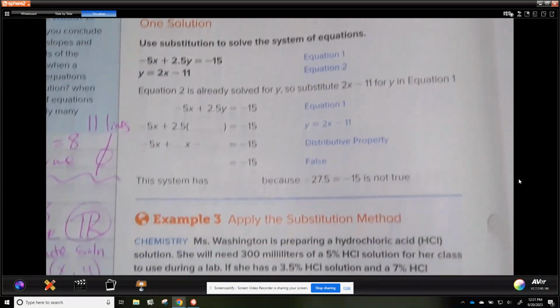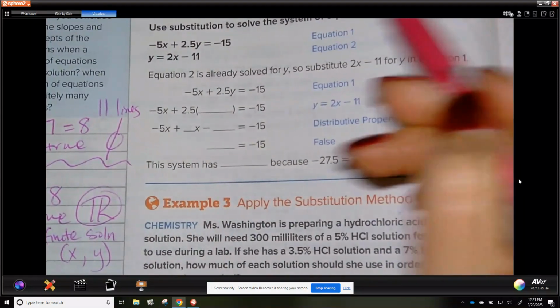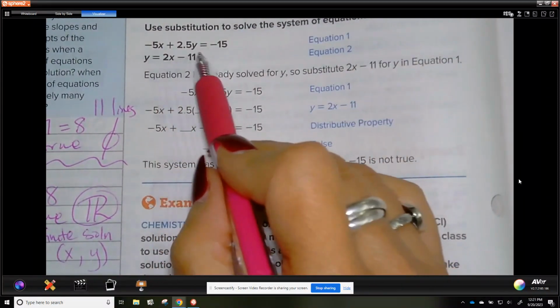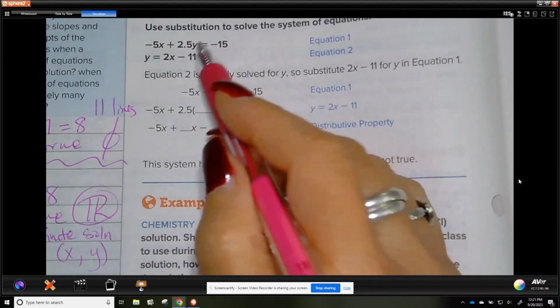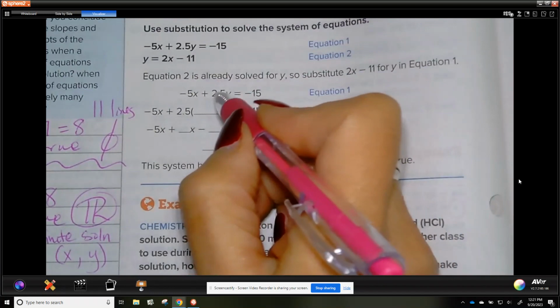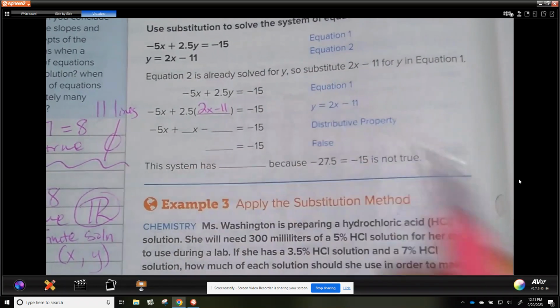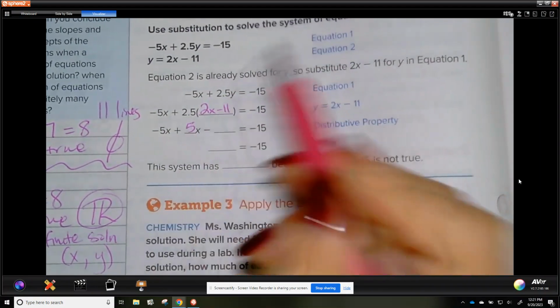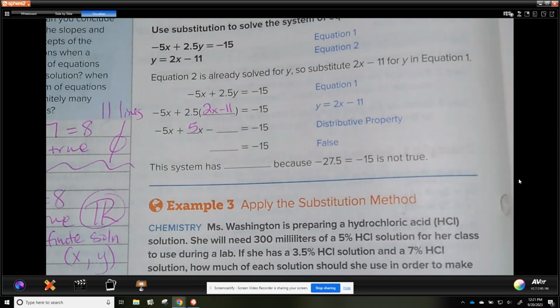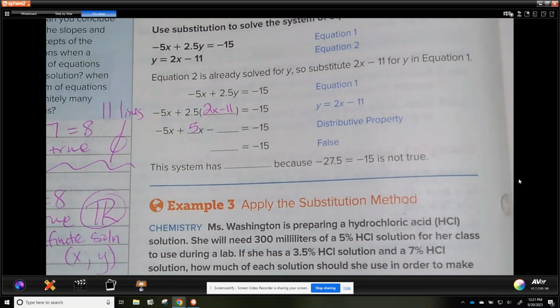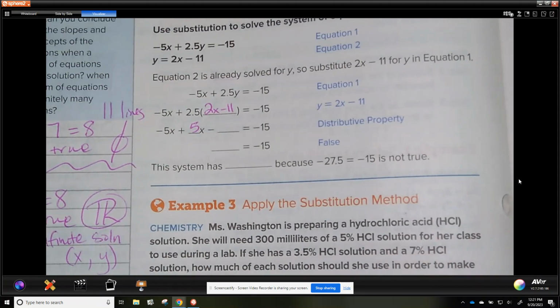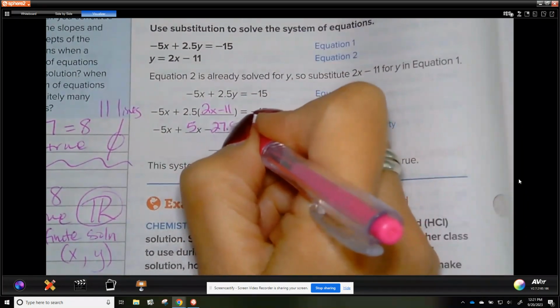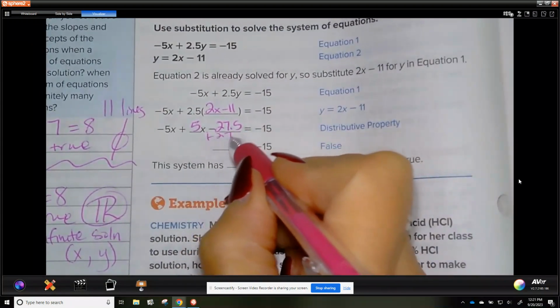So let's go to this one. This is already written y alone, so it's ready for substitution. So we're going to plug it in for this y, and so we're going to write 2x minus 11. I'm going to have to get my calculator out. 2 times 2.5 I know is 5. 11 times 2.5 is 22. What's half of 11? 5.5, 27.5. 11 times 2.5. Yep, negative 27.5. Then we're going to add 27.5.